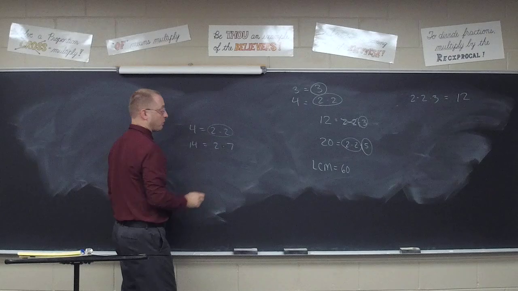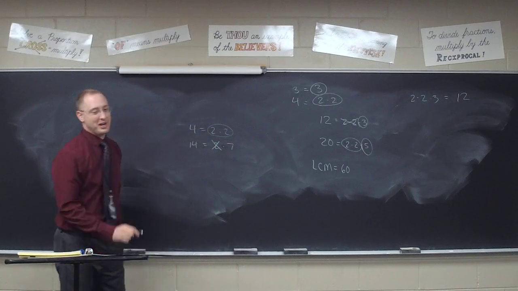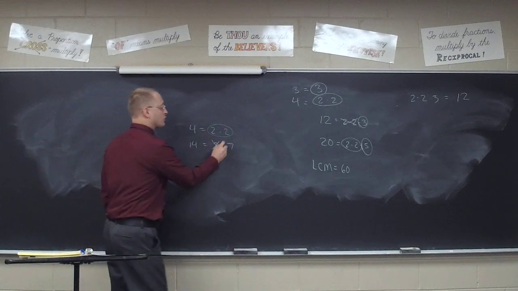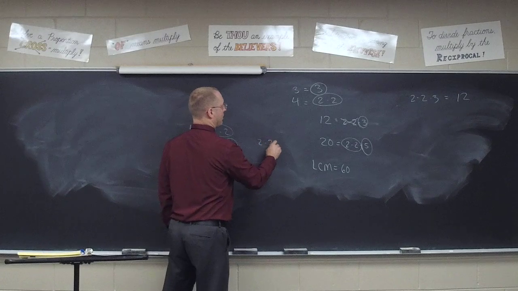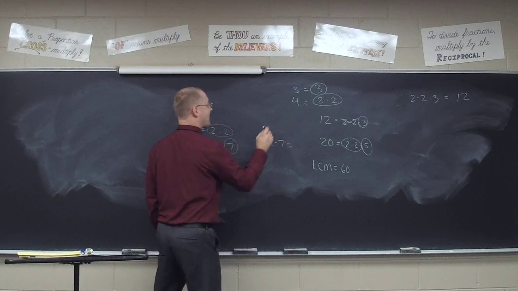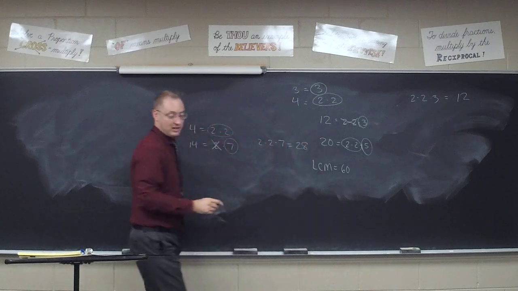The 2 times 2. What do we cross out, by the way? 2. This little loser 2. All right, and what else do we circle? 7. So in the next box, what do we write down? 2 times 2 times 7. And then we multiply it out in class. What is our least common multiple? 28. All right, let's do the next one together as well.